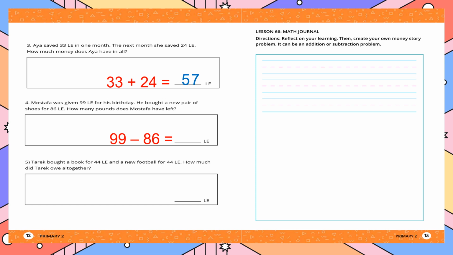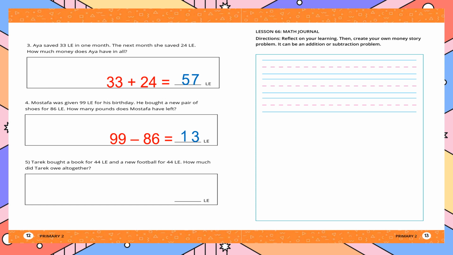We start with ones. 9 minus 6. After 6, 7, 8, 9. How many fingers? 3 fingers. 9 minus 8 equals 1. 13 LE.